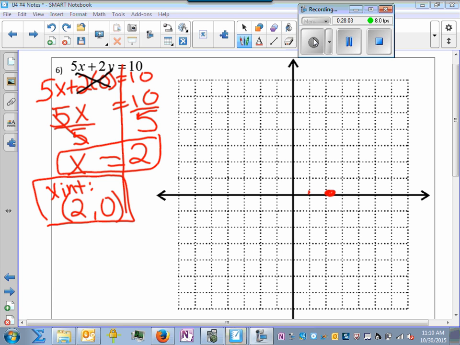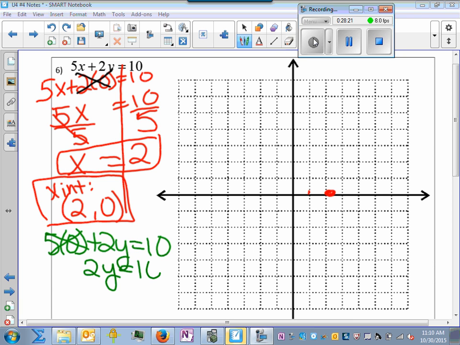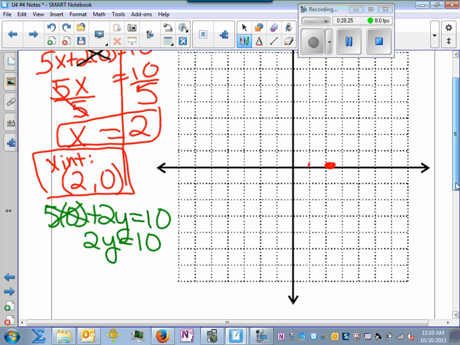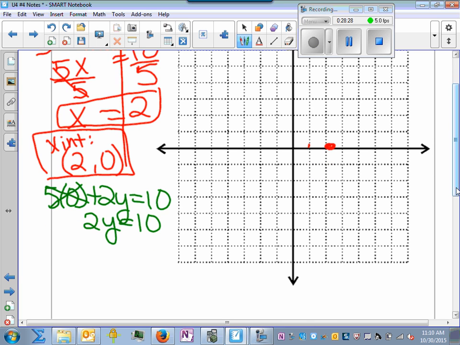Now I'm going to do my y-intercept. I will have 5 times 0 plus 2y equals 10. 5 times 0 cancels out. It becomes 0. I bring down 2y because 0 plus 2y is just 2y equals 10. Then, to get y by itself, I just divide by 2. Remember to draw your line. Divide by 2. And I get y equals 5.